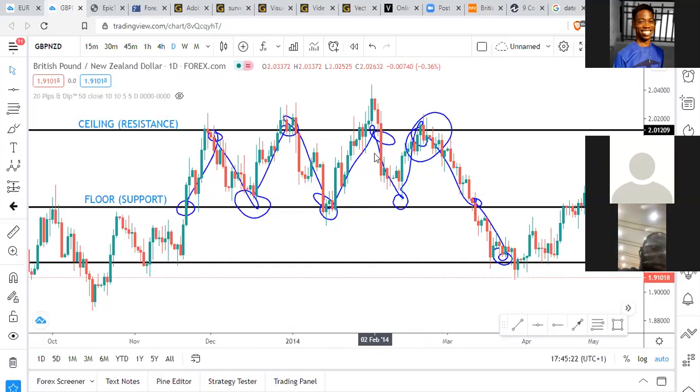So other times I might use chart patterns too, like your bullish flag, bearish flag, M's, W's, head and shoulders, and the rest. I might use those to depict when I'll enter or when I'll sell or when I'll buy the market.